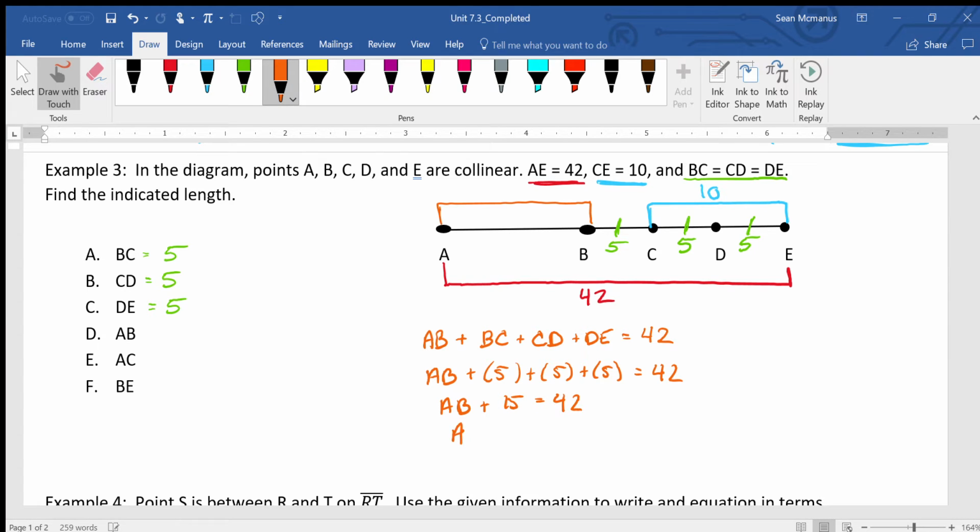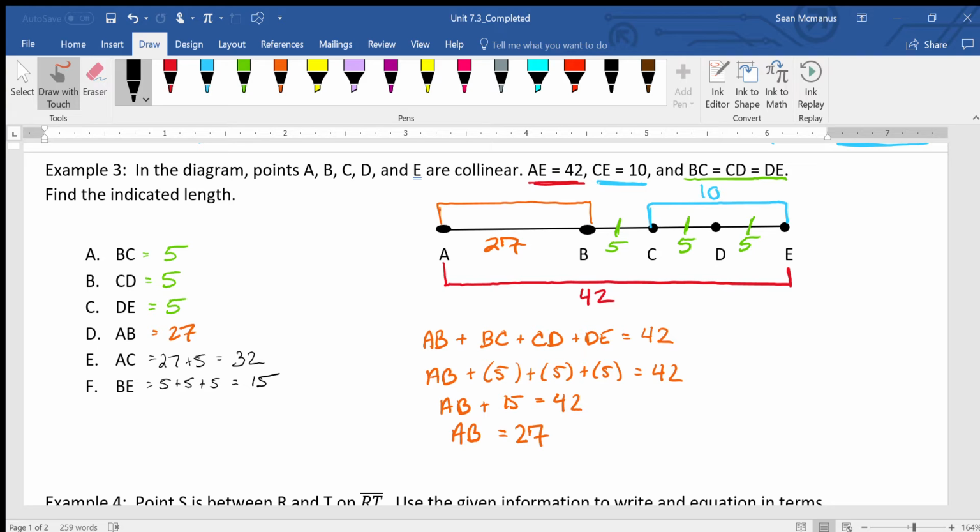And if I subtract 15 from both sides, I know AB will be equal to 42 minus 15 is 27. So AB is 27. So AC, the length of segment AC, that would be 27 plus 5. From A to B and B to C, 27 plus 5, so a total of 32. And BE, from B to E, would be 5 plus 5 plus 5, for a total of 15.